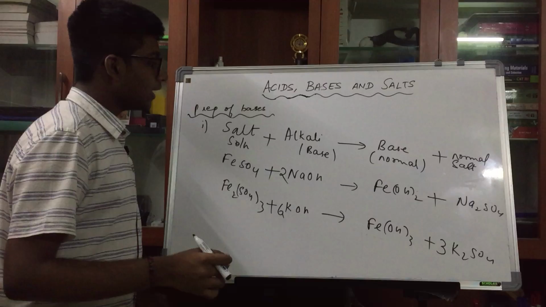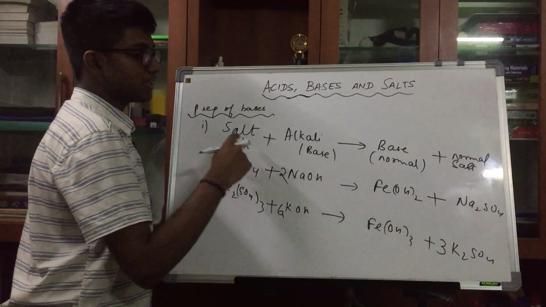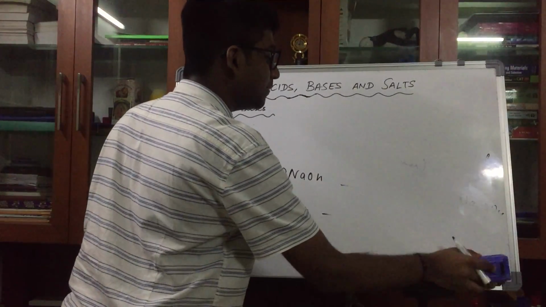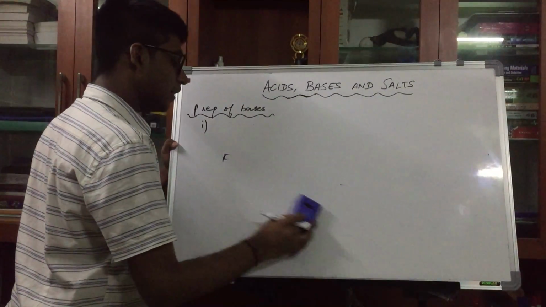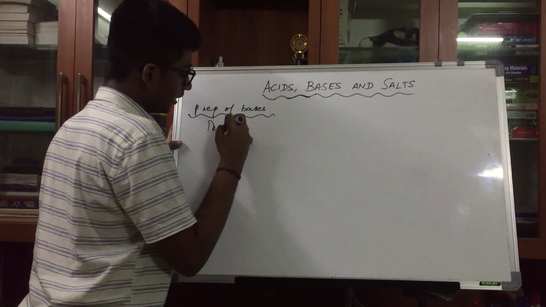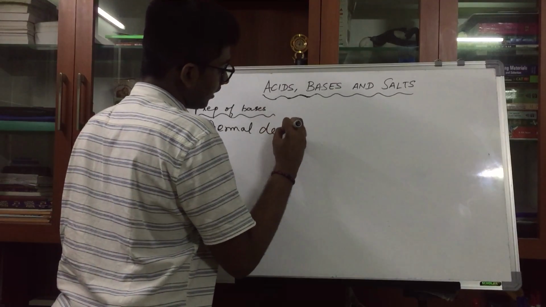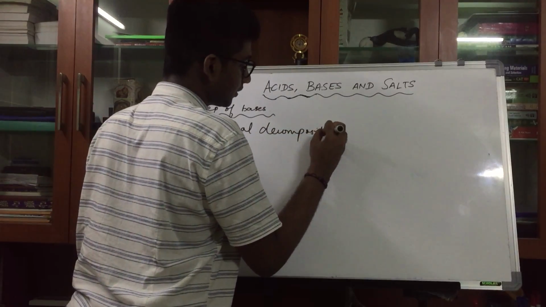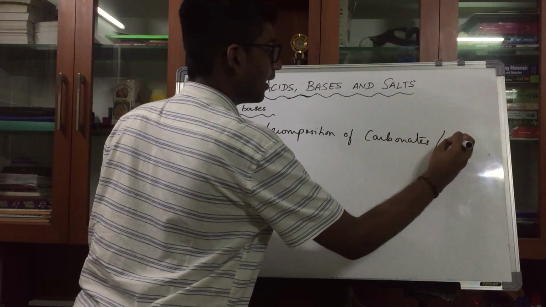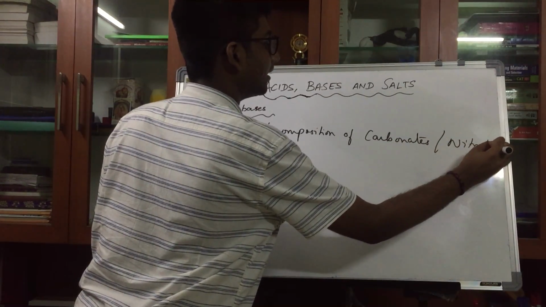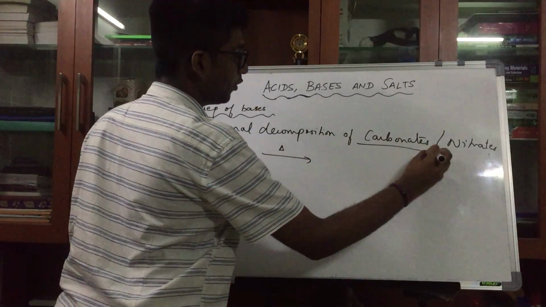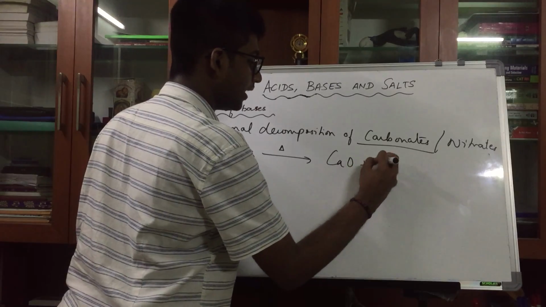So now the next way in which you prepare a base, apart from this reaction, is when you take certain carbonates or nitrates. It's just mere thermal decomposition of carbonates and nitrates. So next is thermal decomposition of carbonates and nitrates. Let's take a carbonate, calcium carbonate, and do thermal decomposition. First we are doing carbonates. You will be getting CaO and CO2.